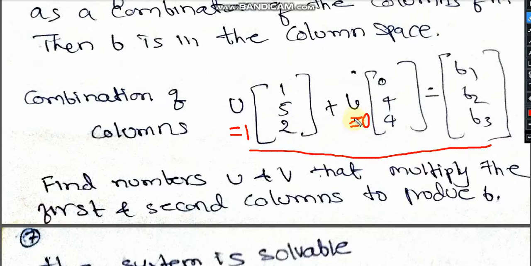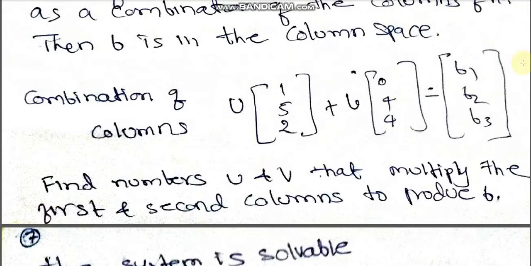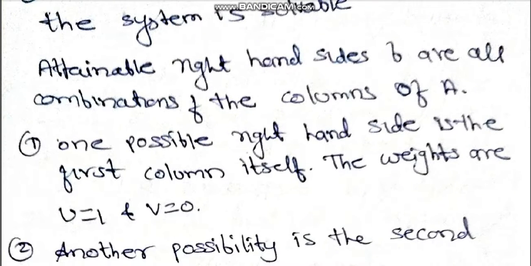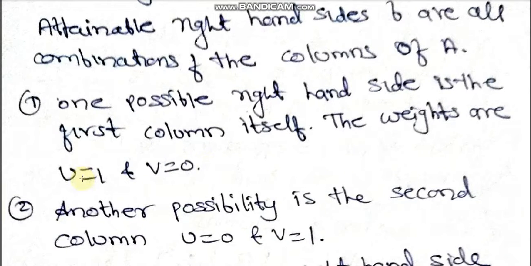If I reverse it and take v equals 1 and u equals 0, what are the possible values of b? It will be 0, 4, 4. So this is one of the values. If you solve that, the possible right hand sides b1, b2, b3 will be these, that is, u equals 1 and v equals 0, or u equals 0 and v equals 1.